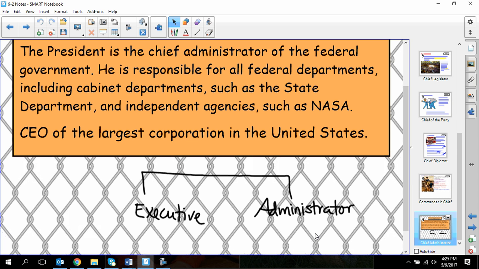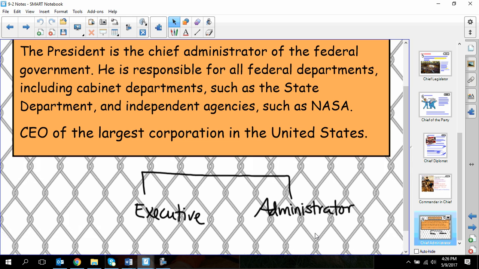The chief executive carries out the laws that are passed by the legislative branch. It is his responsibility that when a law is passed, he carries it out. An administrator is in charge of the staffing of places, dealing with how to run a business. Are your people skilled? Do you have the right people in the right place?